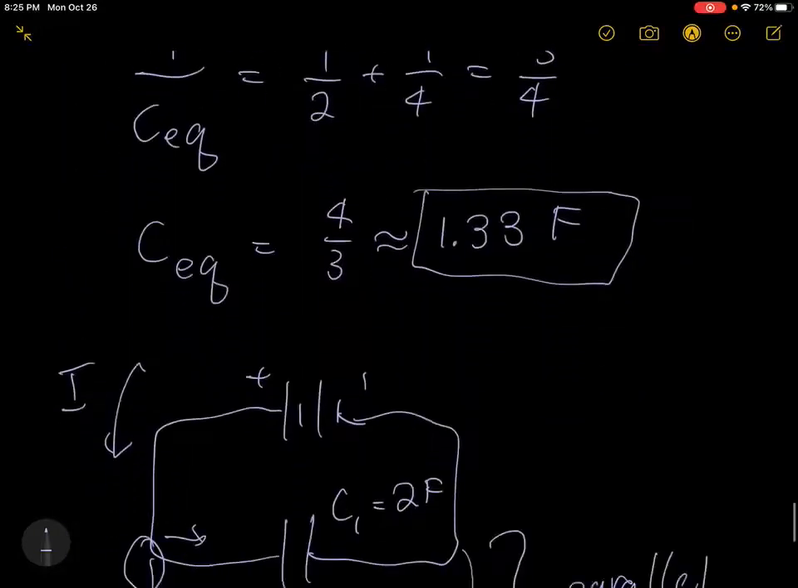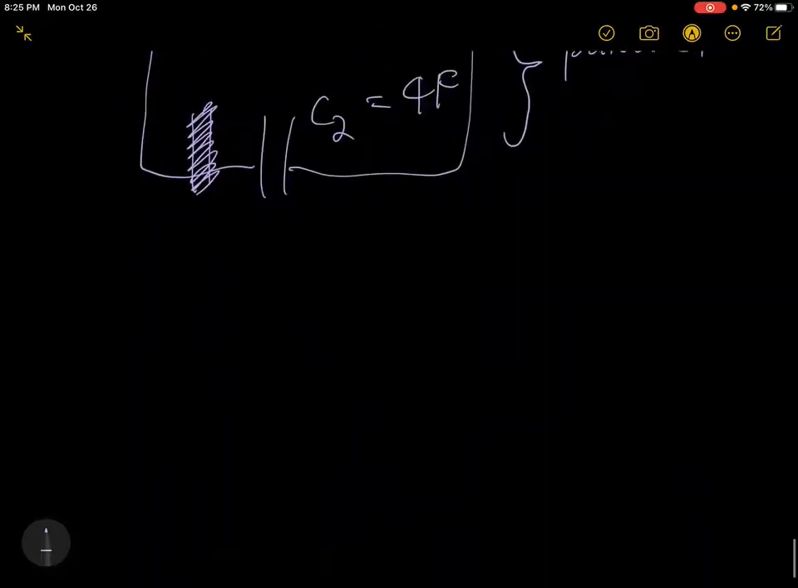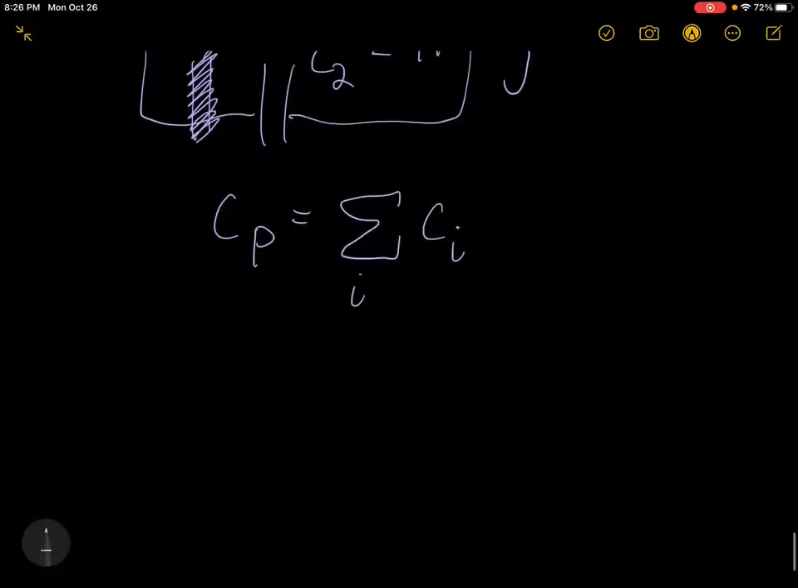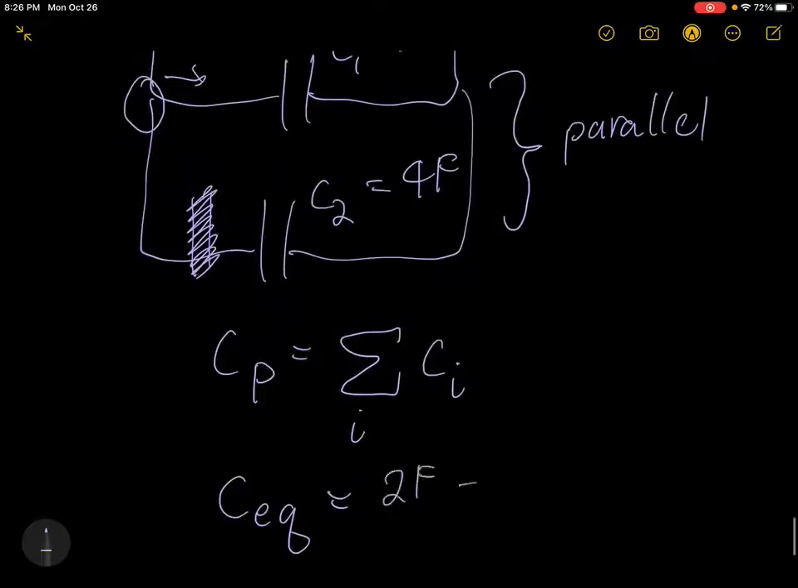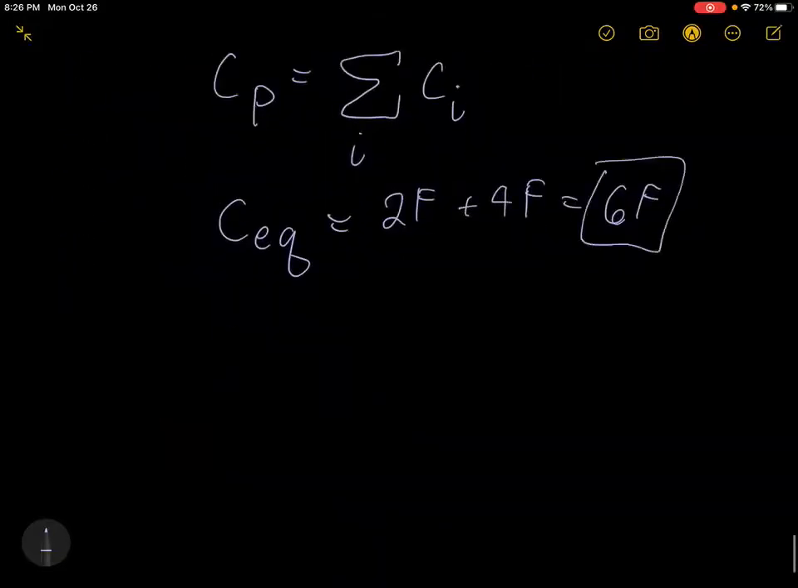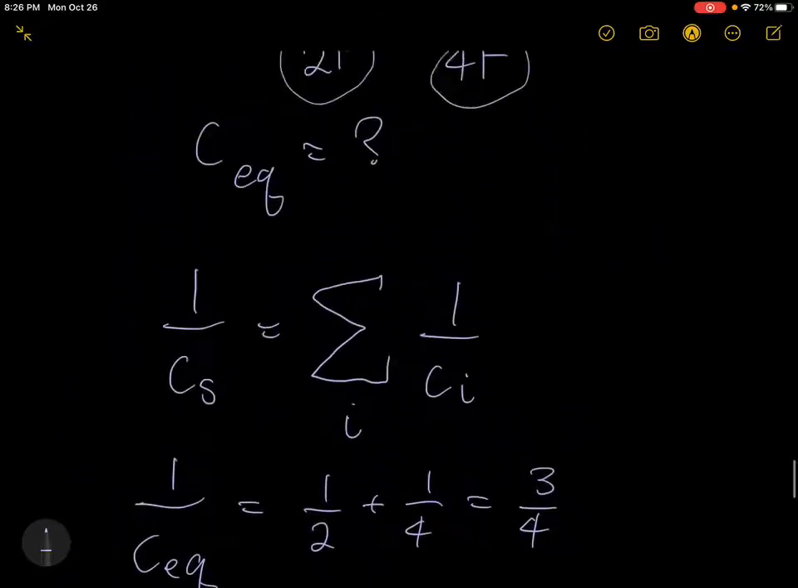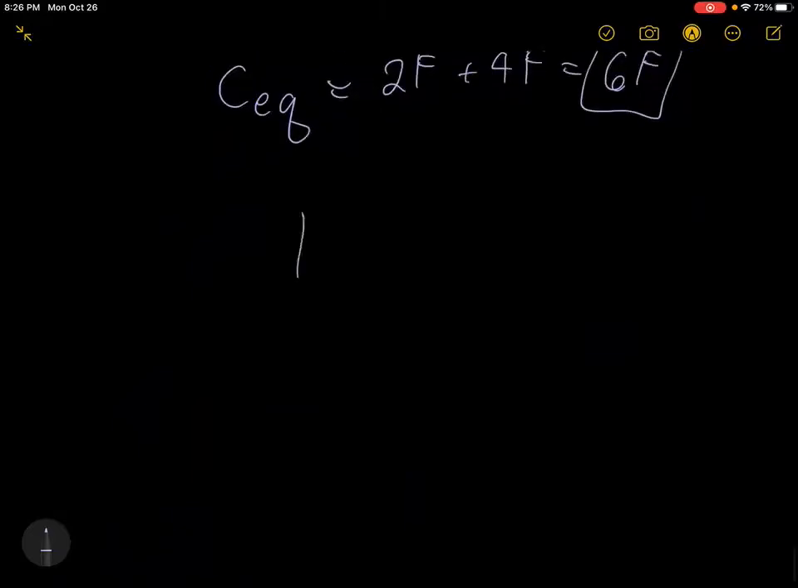So how would we add capacitances in parallel? Well, it's actually a bit easier than adding them in series. To add capacitances in parallel, you pretty much just add them up. That's all, it's super easy. So since both of these are in parallel, the equivalent capacitance is just 2 farads plus 4 farads, which is 6 farads. Pretty simple.